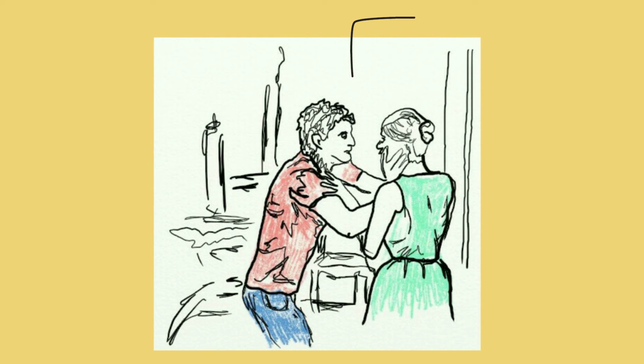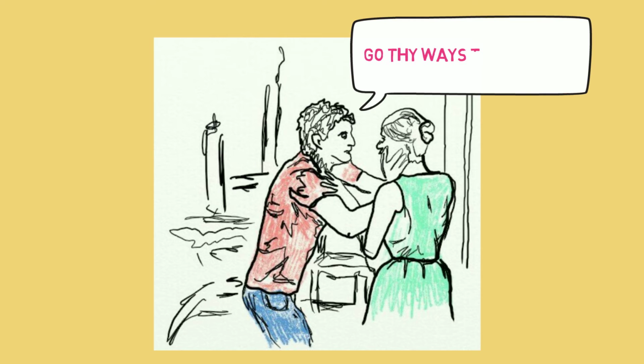Another example is when Hamlet talks intimately to Ophelia. He says, "Go thy ways to a nunnery." But then as he becomes suspicious of her behaviour, he says, "Where's your father?"